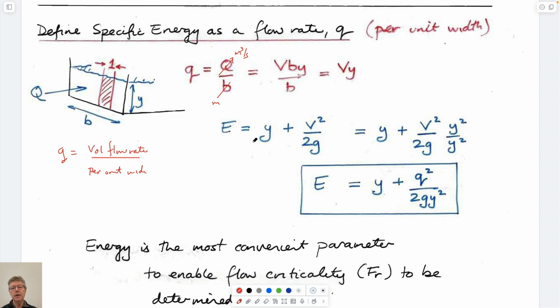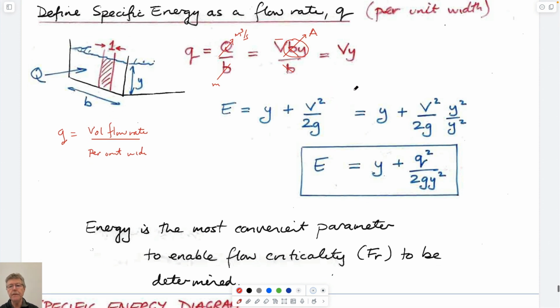And so if we manipulate this to define the volumetric flow rate as the velocity multiplied by the area, so B times Y is just the area, what we can do then is cross out these B's, and we just have V Y. So we could realize that V is equal to Q over Y. So if this is true, then this is certainly true as well, just by dividing both sides by Y.